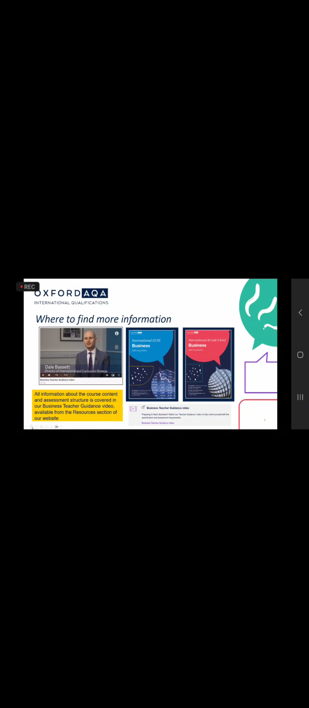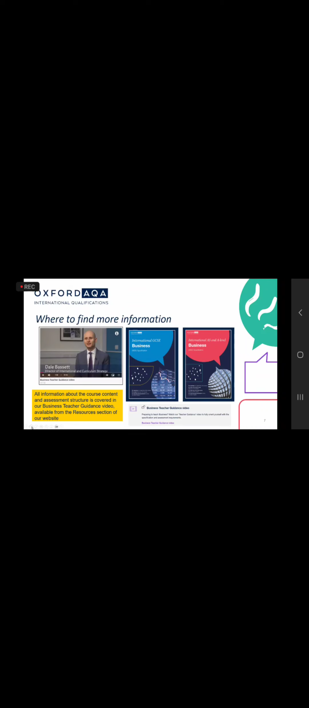Resource-wise, again, we're going to touch on this as we go through, but in the resources section, there's a lot of information there that I strongly recommend you make use of, whether that be guidance videos about how to approach the subject, obviously the specification, guidance on schemes of work, assessment materials. There's a wealth of resources in there, which we're going to talk about as we go through. But very much make sure you've explored that fully.